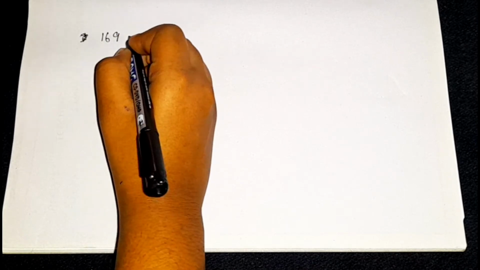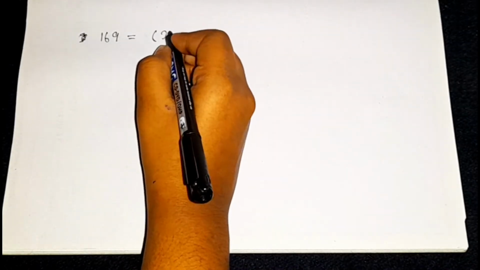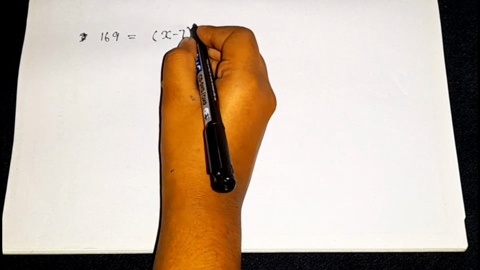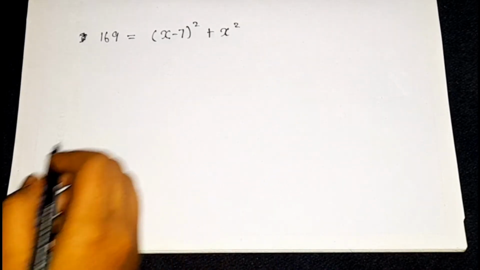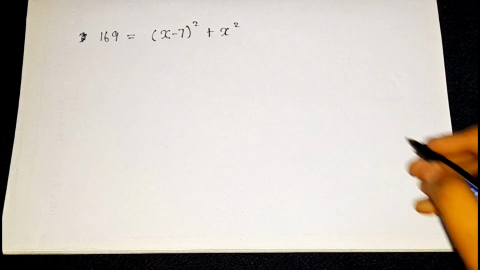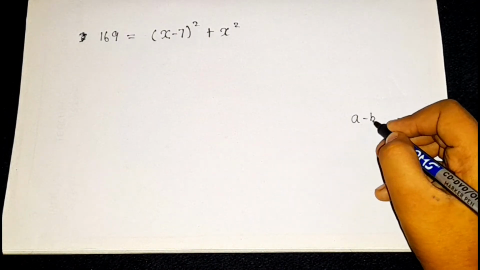So let me just write the values as it is, that is 169 is equal to (x minus 7) the whole square, this was the value, right, and then plus x square. So here I am going to be applying the formula, that is (a minus b) the whole square.